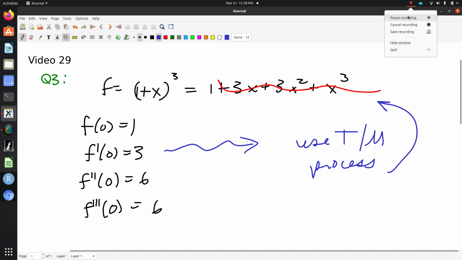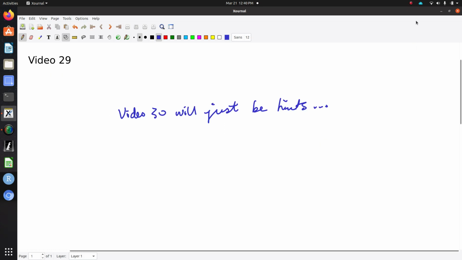And my last parting shot is I wanted to just say video 3, I'm just looking at worksheet 3, it's just going to be hints. You actually have all the material you need to finish worksheet 30, and I would encourage you to go ahead and try that before you look at video 30 so that you can see if you need the hints. If you don't need the hints, then you don't need to watch video 30. So there's not going to be new material.